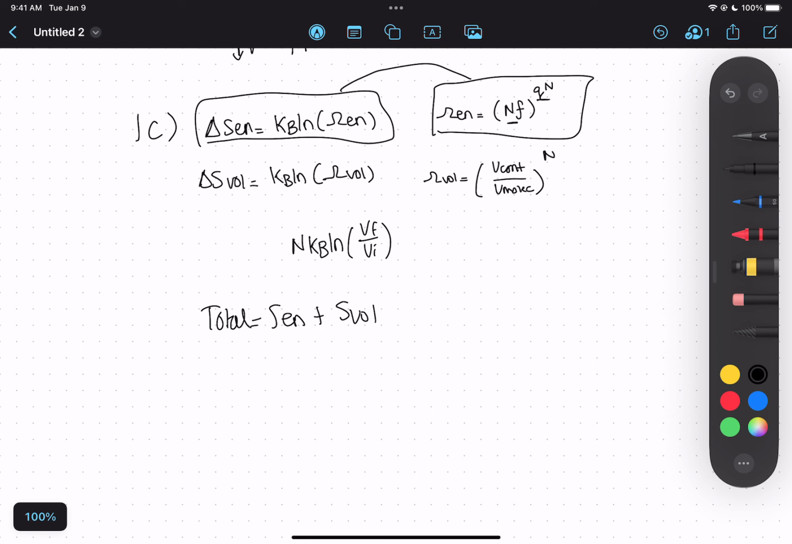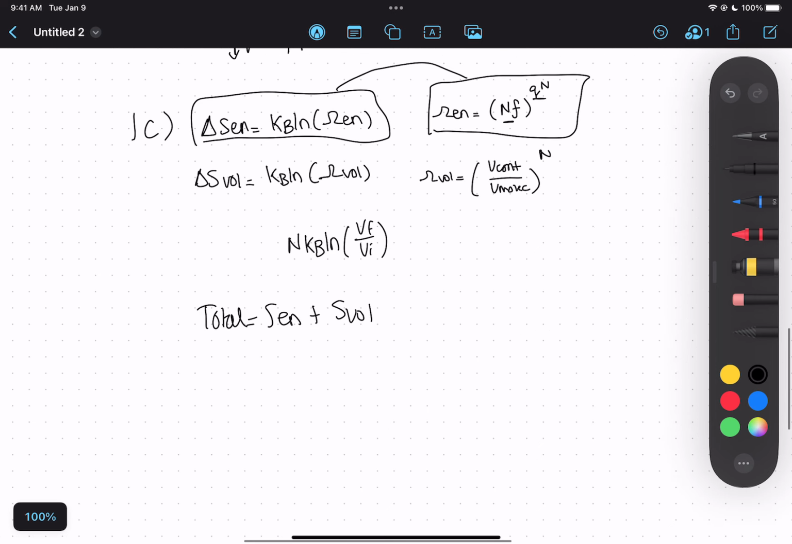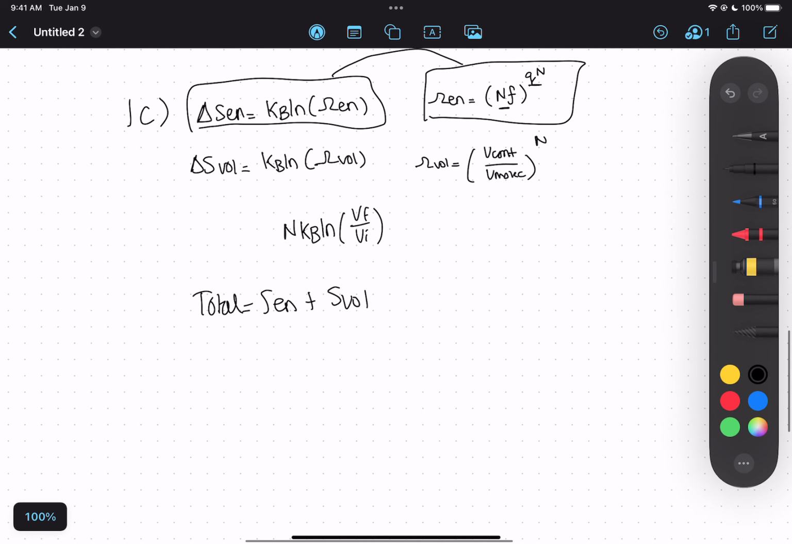And remember, we said that the energetic entropy is dependent on the number of molecules that we put in. And there's no indication that those changed. We didn't increase the number of molecules or anything like that. We already kind of talked about what delta S energetic would be. And so simply, your total entropy will just be that sum right there.